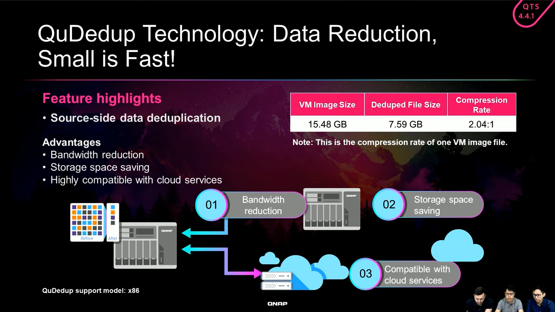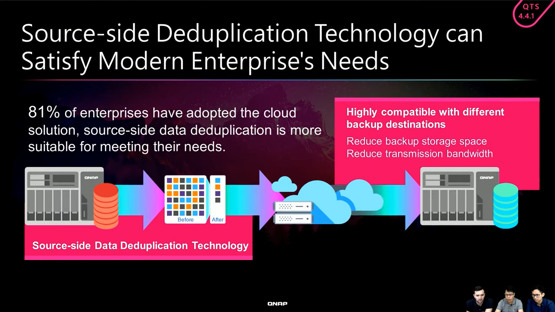And then here you can see we have numbers: the VM image size here is 15.48 gigabytes. After deduplication, you can see the deduped file size is near 8 gigabytes. So nearly 50% of the data has been removed. After investigation, we know that over 81% of enterprises have adopted cloud solutions. And source-side deduplication technology like QDDP is much more suitable for this kind of enterprise because it's highly compatible with cloud services.